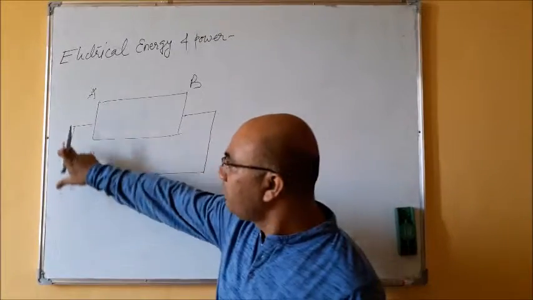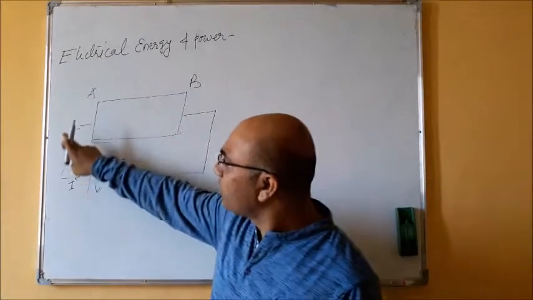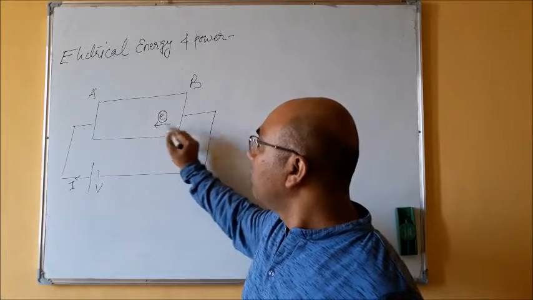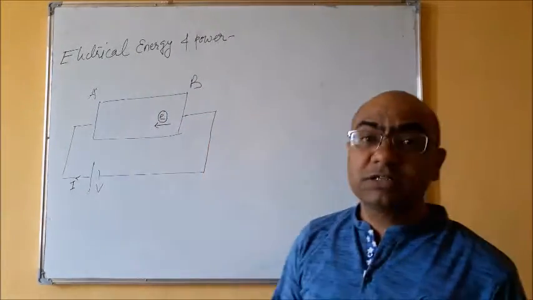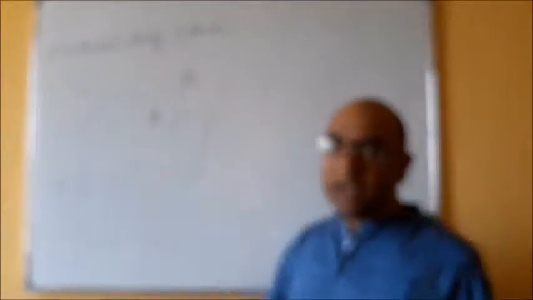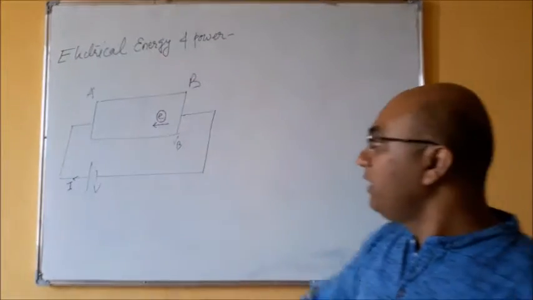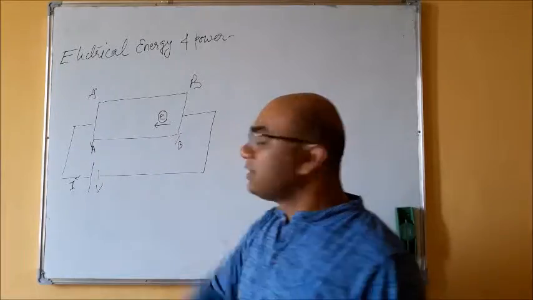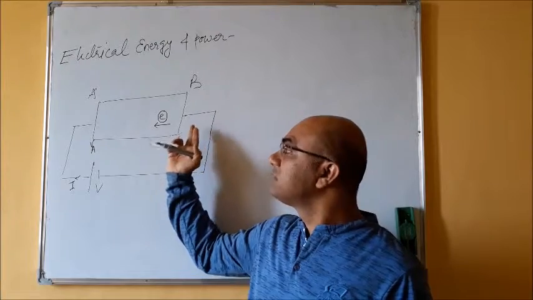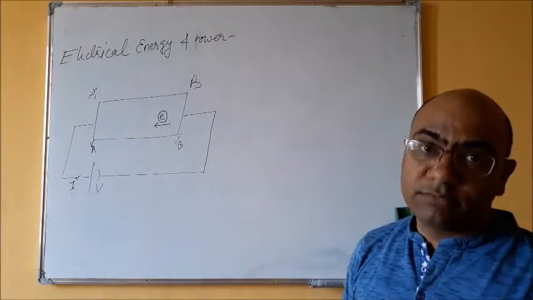The current is flowing in this direction, so we can say the negative charge particle, the electron, will move from surface B towards surface A. If I say the potential at surface B is VB and the potential at surface A is VA, then this electron has to move from surface B to A against this potential difference.